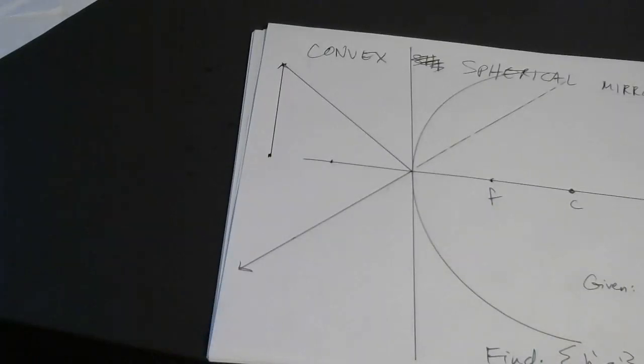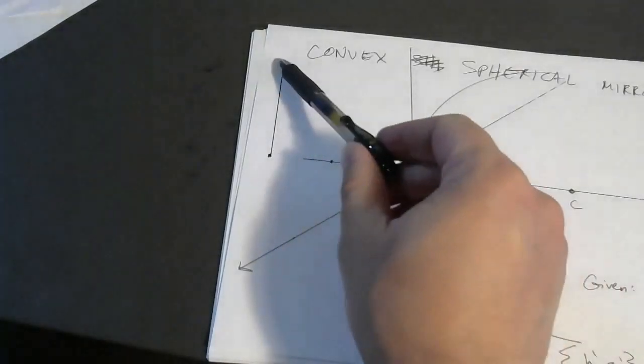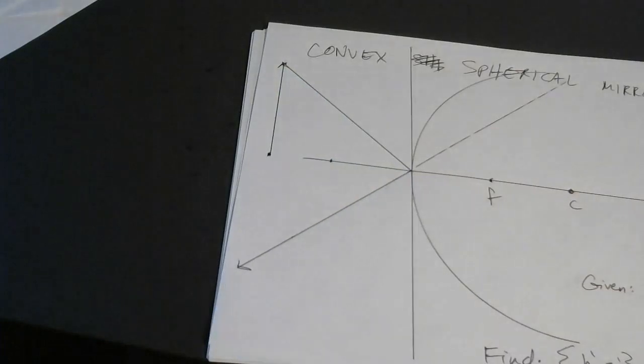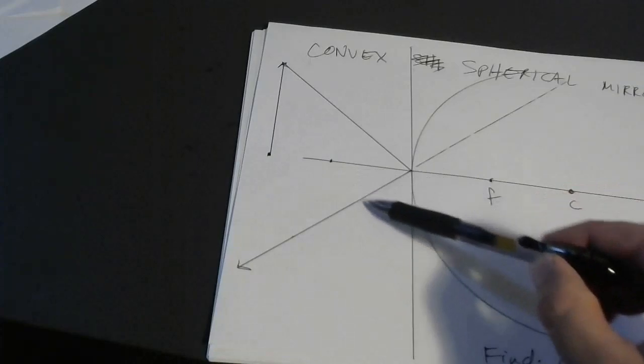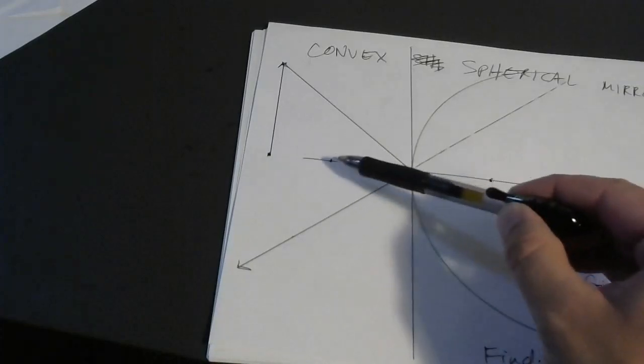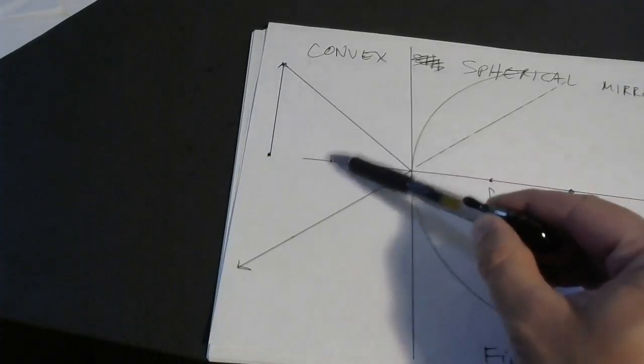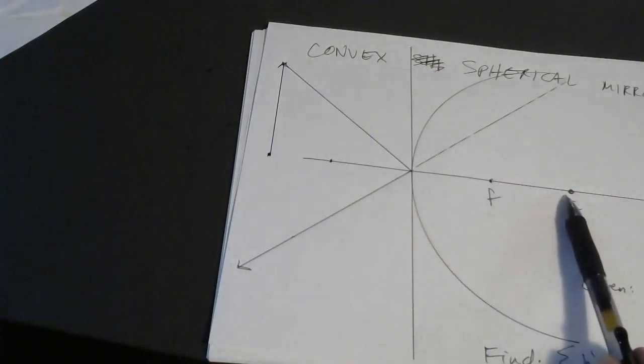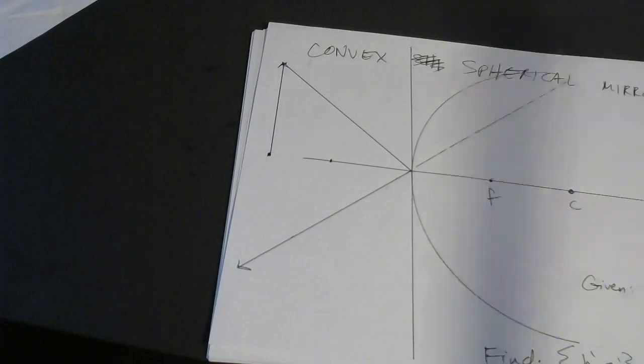Okay, so the first ray that I've drawn, that's the easy one. We know that it'll bounce off the mirror at the same angle at which it came in. That's the law of reflection. So I used a protractor to make sure that this reflected ray made the same angle with the normal as the incident ray. And notice in this case, the normal is the optical axis.